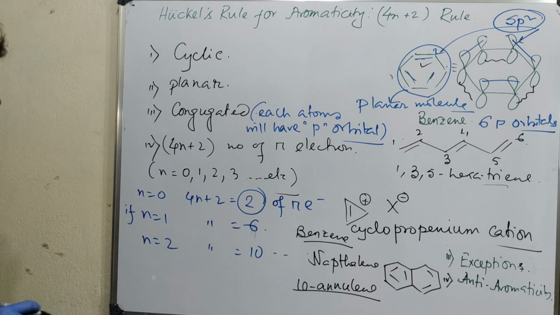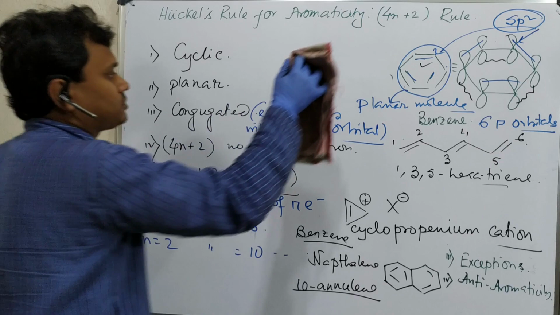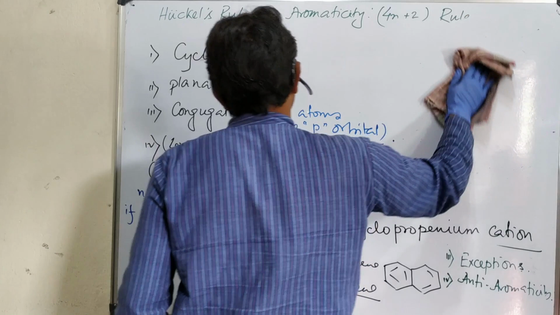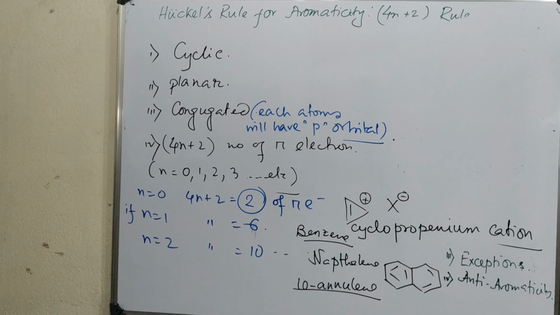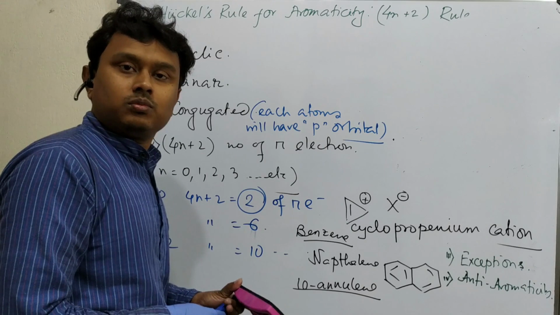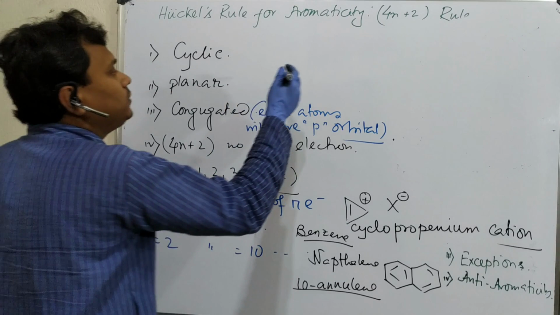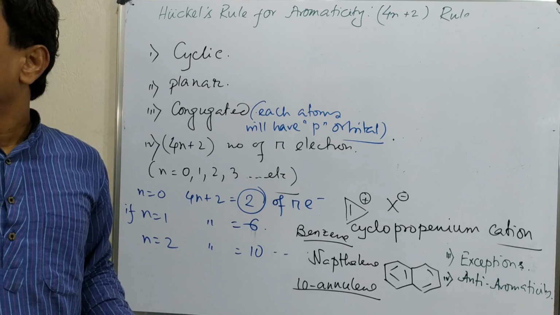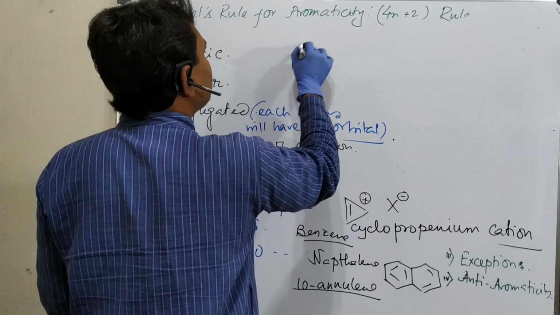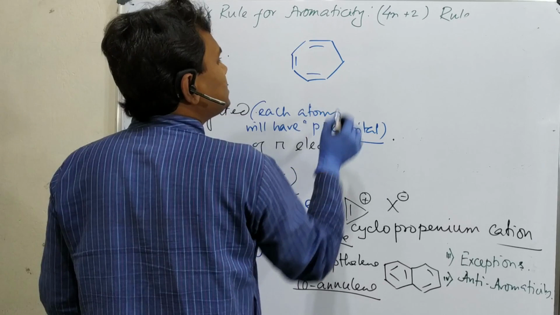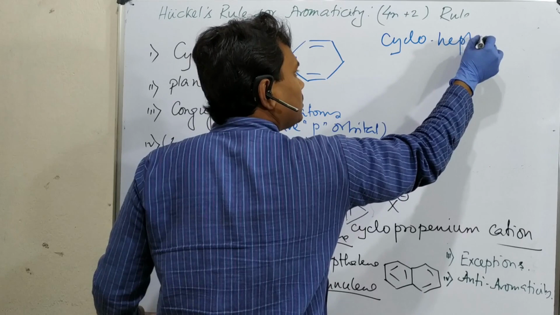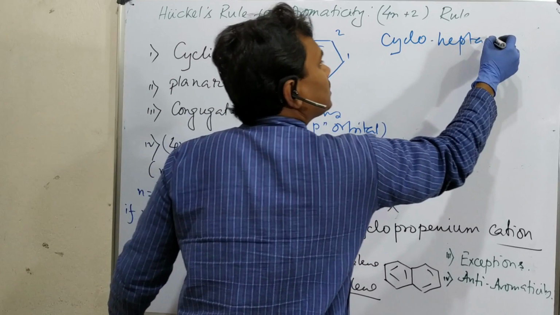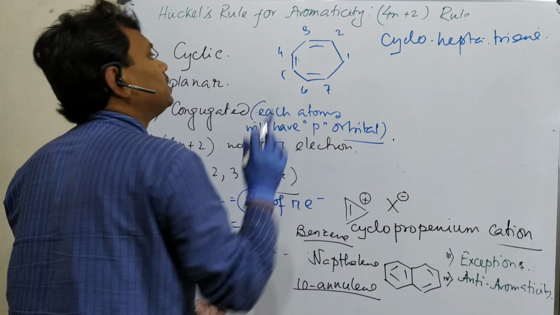Now the question is, let's focus on the exceptions. So exception means, what do I mean? Cyclic is a compulsory thing. Without cyclic you will not get anything. So there is no exception. Planar. So if you consider this molecule, this is cycloheptatriene, because 1, 2, 3, 4, 5, 6, 7, triene. 1 double bond, 2 double bond, 3 double bond.